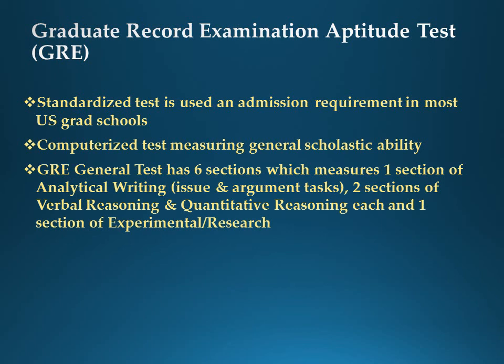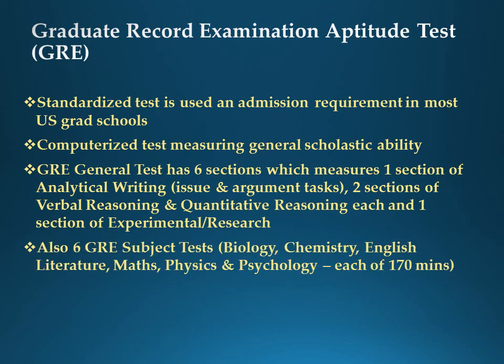Now, what are we looking at in the GRE? We are looking at what is called the GRE general test, which has 6 sections, just like we saw previously. One section looks at analytical thinking, which is about issues and argumentative tasks. Okay, 2 sections are dedicated to verbal reasoning and 2 sections to quantitative reasoning. So that makes it 5 in all, and 1 section related to experiment or research. So this is what the general test looks like.